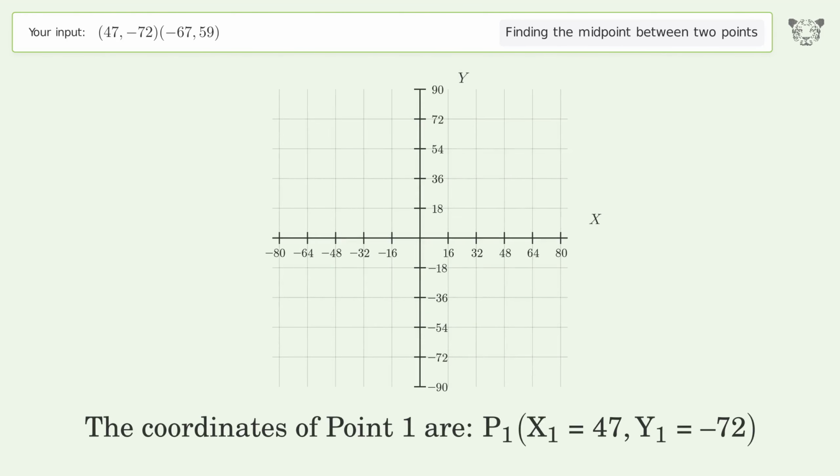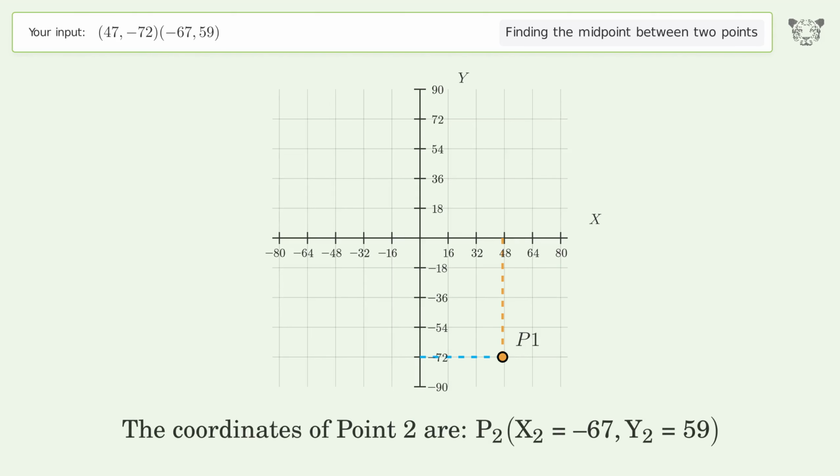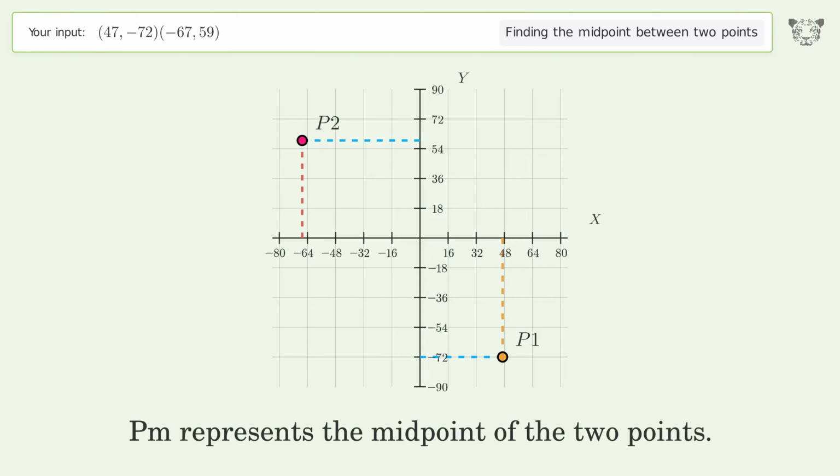The coordinates of point 1 are, x1 equals 47, y1 equals -72. The coordinates of point 2 are, x2 equals -67, y2 equals 59. PM represents the midpoint of the 2 points.